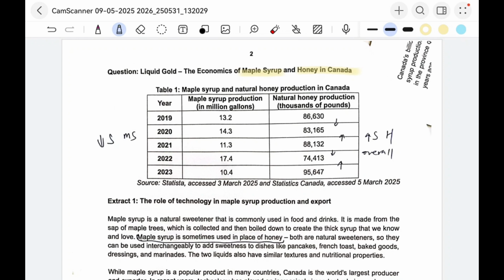Okay, then let's go to the first source, which is table 1. Maple syrup and natural honey production in Canada. Okay, so noted that generally for cases you don't read first, but if you have data that doesn't require too much effort to decipher, you can briefly look at what the data covers and at any trends that you can observe, because the data part is quite fast compared to the extract with the long paragraph that can be quite content heavy.